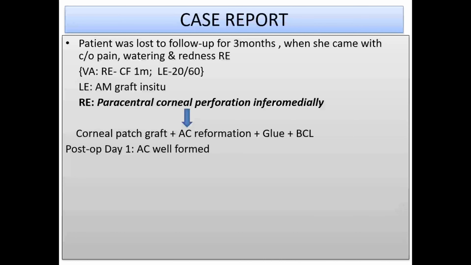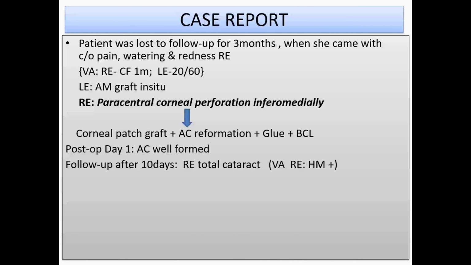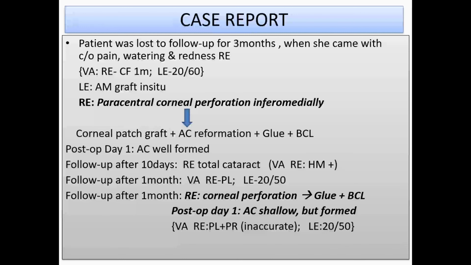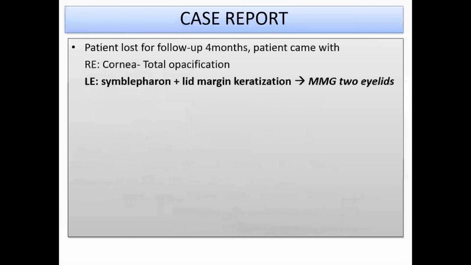Post-op day 1, the AC was well formed. Follow-up after 10 days, the right eye had total cataract and visual acuity deteriorated to hand movements. Follow-up after 1 month, visual acuity in the right eye was only perception of light. However, in the left eye, it was retained at 20/50. Later, the right eye showed corneal perforation, which was treated with glue and BCL. Post-op day 1, the AC was shallow but formed, and perception of light was positive but projection of rays was inaccurate. However, vision in the left eye remained 20/50.